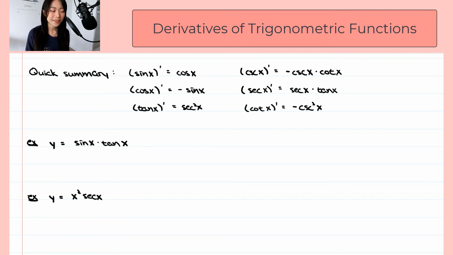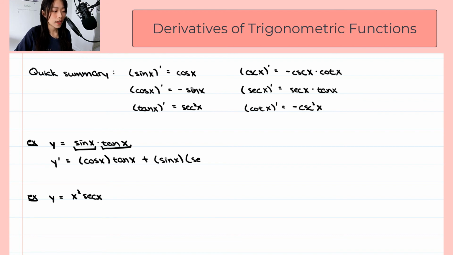Now let's look at some examples. The first one, sine of x times tangent of x. So y is a function of x times another function of x. So here we need to use the product rule. So y prime equals the derivative of the first function, and the derivative of sine of x is cosine of x, then times the second function, tangent of x, then plus the first function, sine of x, times the derivative of tangent of x, which is secant of x squared.